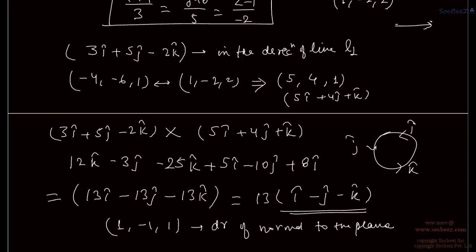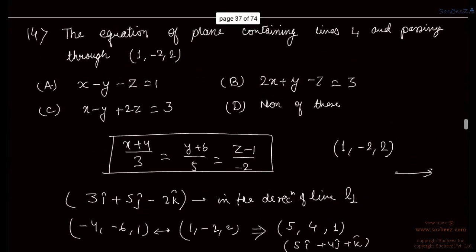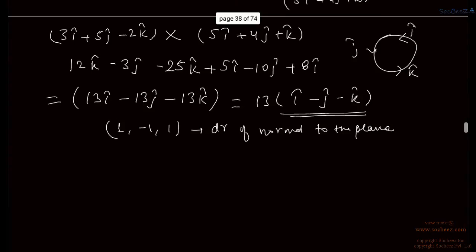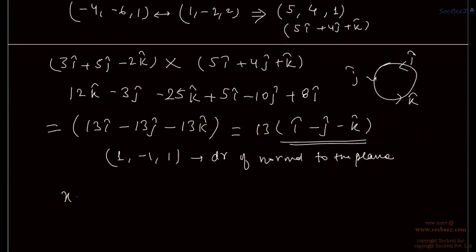So we can write the equation of a plane if we know a point on the plane and a normal vector to the plane. So in the question it is given the point on the plane is 1, minus 2, 2. So let us find right now the equation of the plane. So 1, minus 2, 2 is a point on the plane. So the equation of the plane is 1 times this plus minus 1 times this and plus 1 times this is equal to 0.